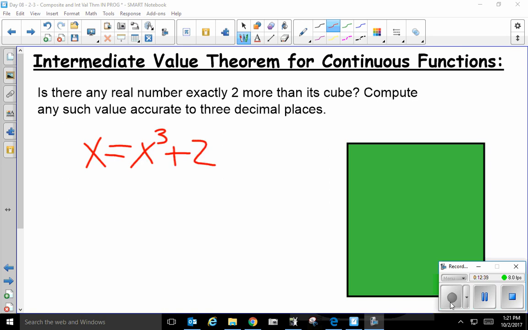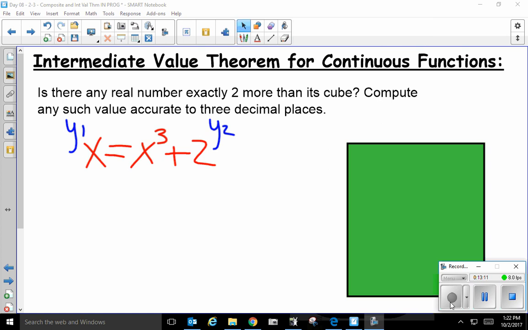Perfect. She has x equals x cubed plus 2. I'm joking, it's a 2, I know it's a 2. Okay, so go ahead, you keep on working. Any real number exactly 2 more than its cube. X is your real number, and you want to make sure that it is exactly, which means equal, to 2 more than its cube. That's taking your x, cubing it, and adding 2. Okay?